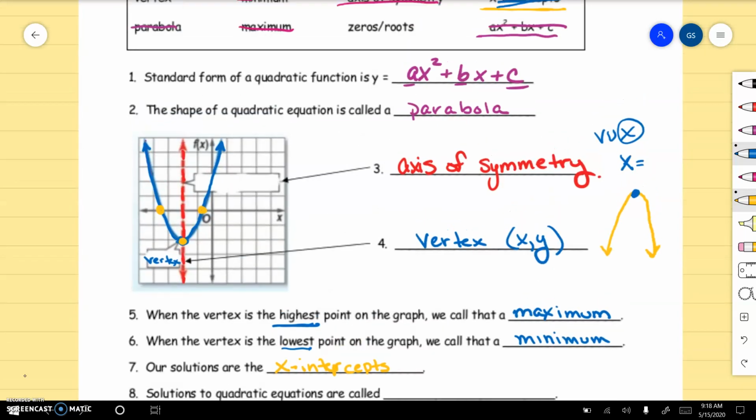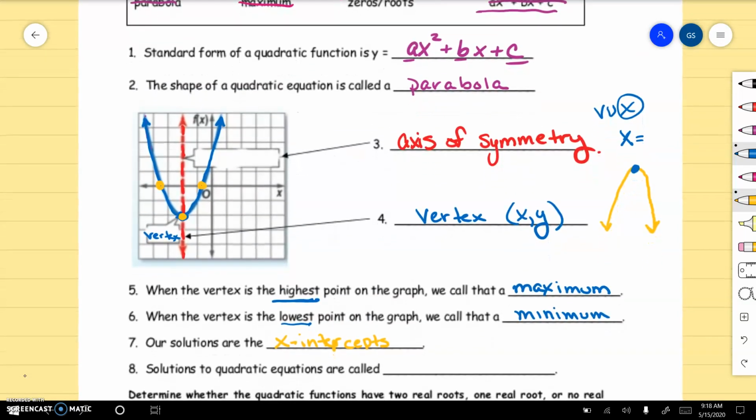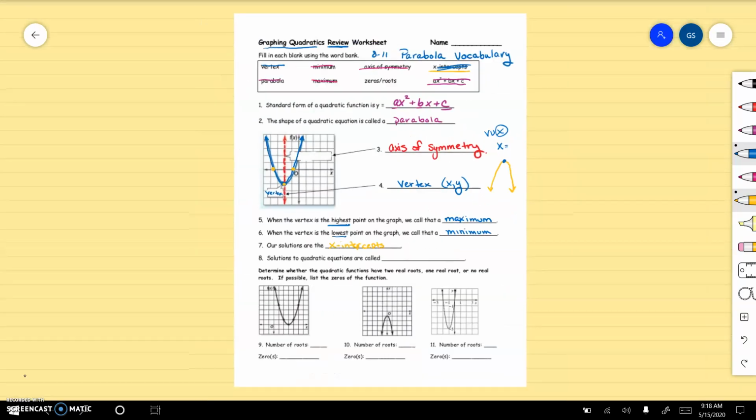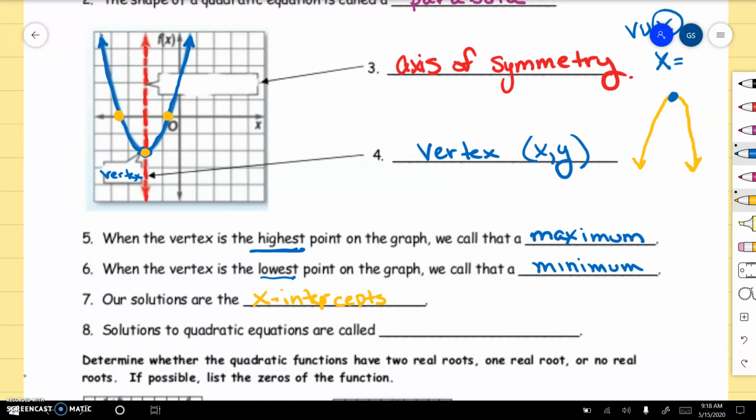They're called either roots or zeros. When we solve them as an equation, we call them the zeros, or we call them the solutions. But when we graph them, we call them zeros or roots.